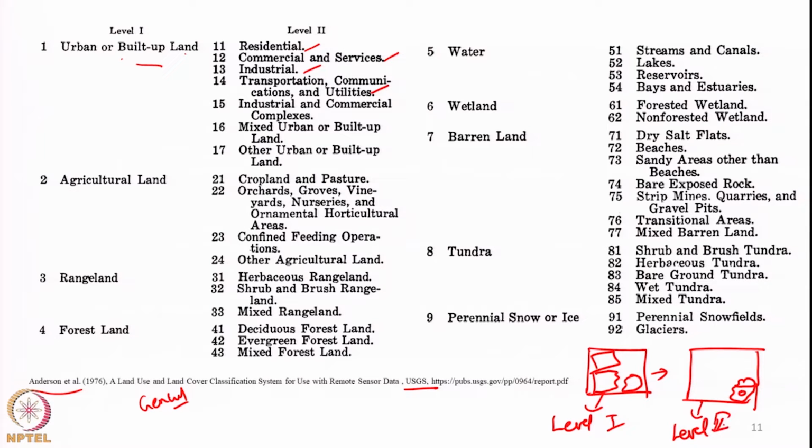So, this classification scheme gives us 2 levels. Some classification schemes may have 3 or 4 levels, say within residential you can have single income residences, multi income residences and so on, right. So, this is level 3. This is an example of how hierarchical in nature classification schemes will be.